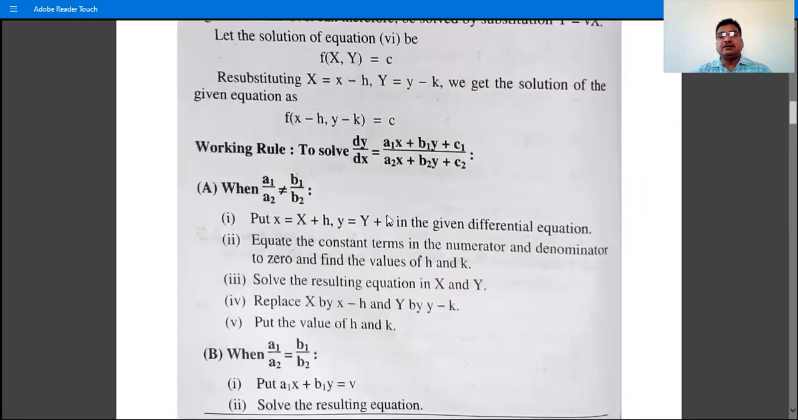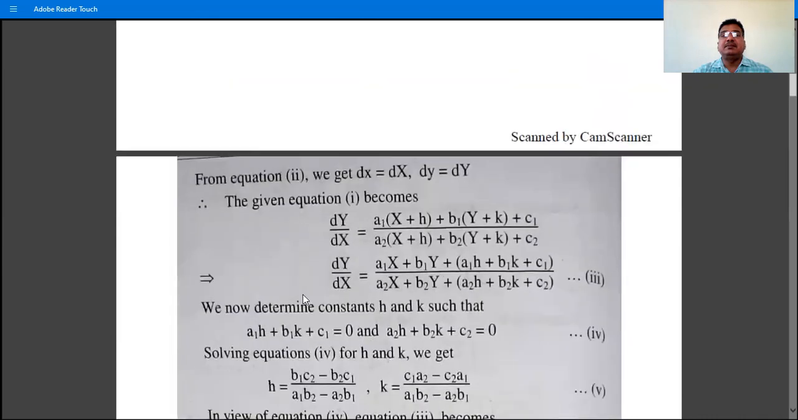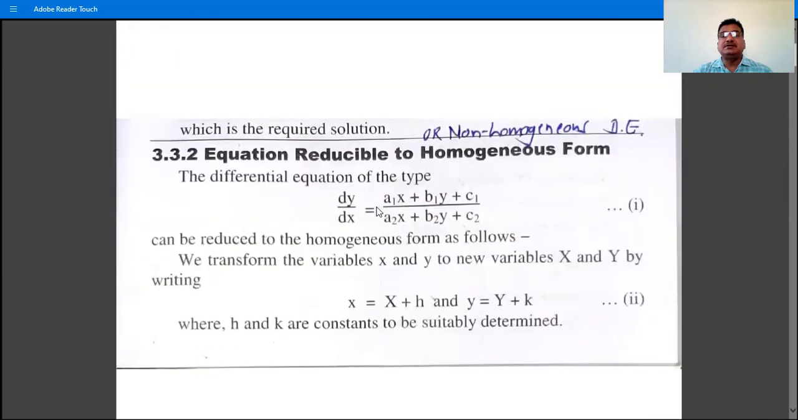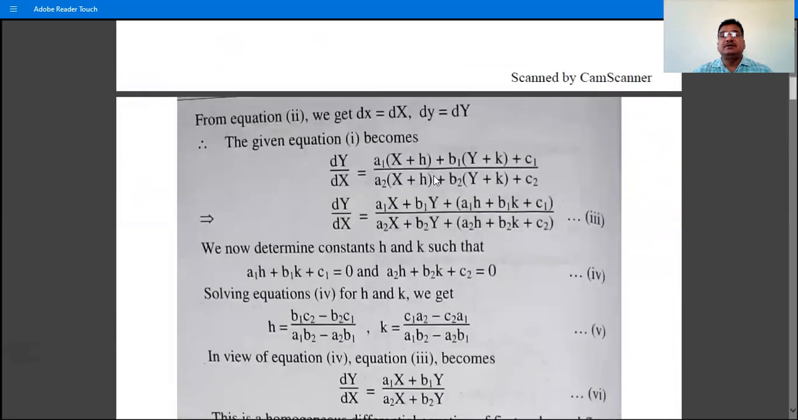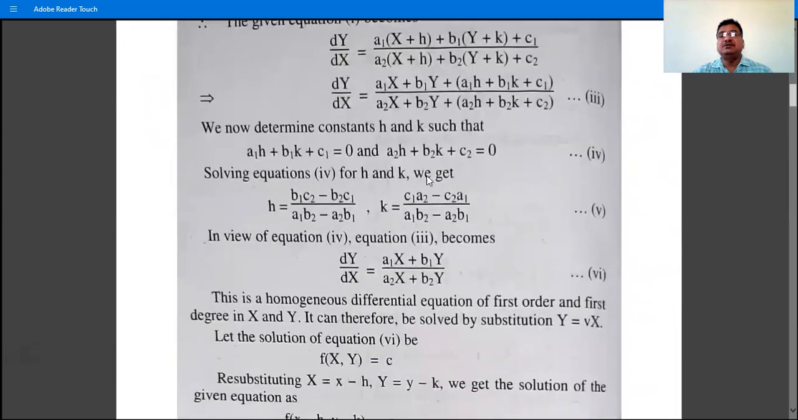So substitute x is equal to X plus h and y is equal to Y plus k. And therefore dx is capital dX and dy is capital dY. Then equation 1 reduces to dY by dX, because dx is dX; the derivative of h is 0. Similarly, apply this procedure, that is, substitute x is equal to capital X plus h, y is equal to capital Y plus k, and then we have this procedure.